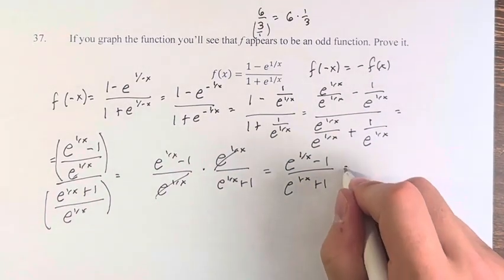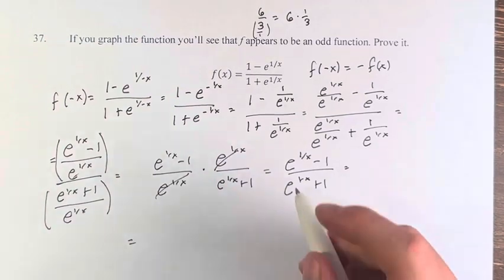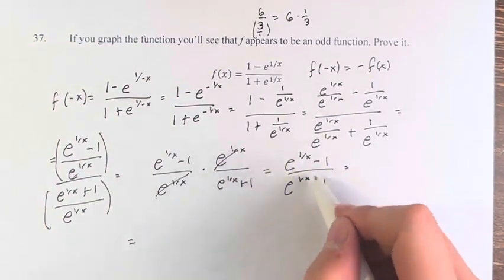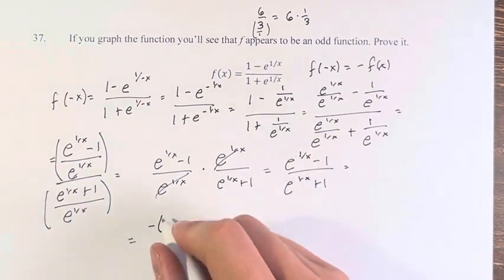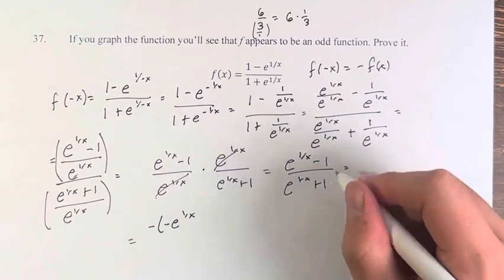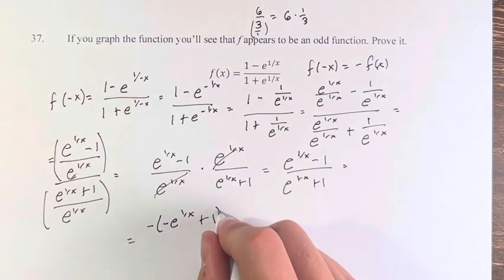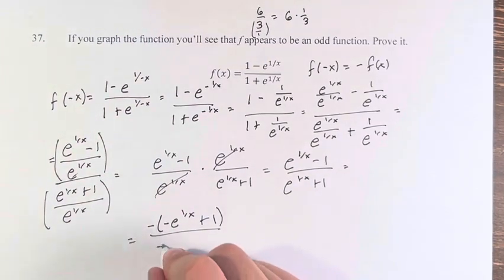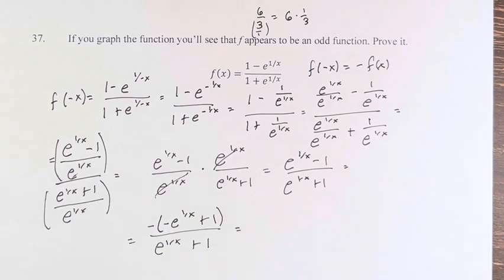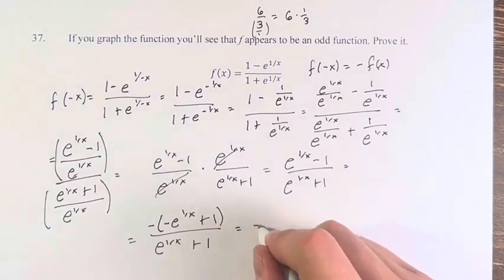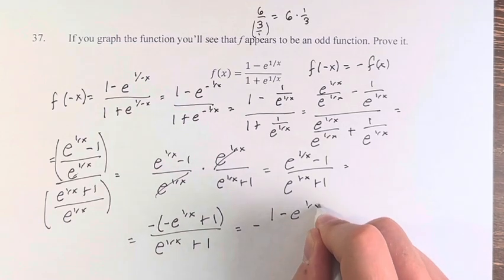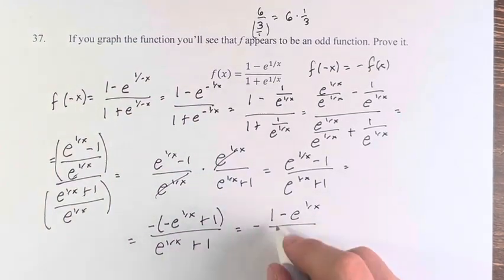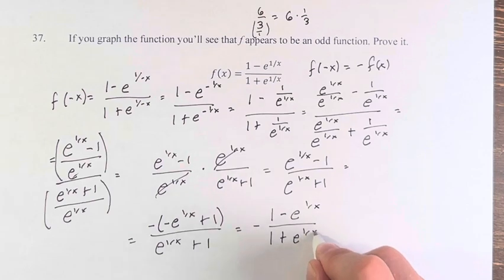So we just have to do a little manipulation of this to get it to match what we want. So if we turn this into negative, e to the 1 over x, negative 1 is positive 1, over e to the 1 over x plus 1. We bring the negative out front, we flip these around, so instead of negative e to the 1 over x plus 1, it's 1 minus e to the 1 over x. And then we flip these around, 1 plus e to the 1 over x.